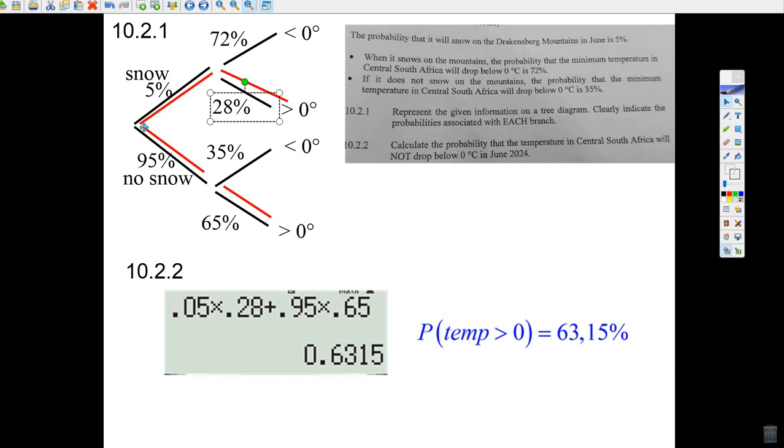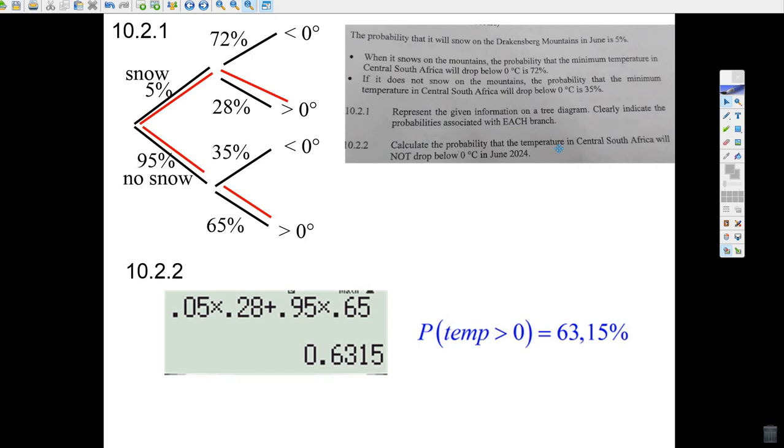And you just put those on the branches. That's how you make a tree. Now, if it does not snow, the probability that the minimum temperature will drop below 0 is 35%. So you put 35% for less than 0. And then you just go 100 minus 35. It must be 65% to be greater than 0. Well, there's your tree diagram and a whole bunch of marks just for making that tree. Represent the given information on a tree and clearly indicate the probabilities on the branches, just like I've done here.